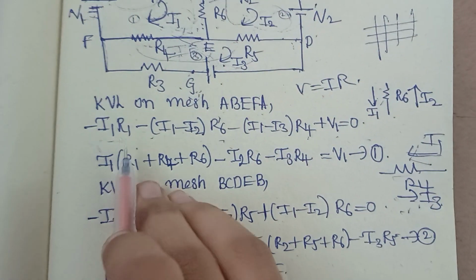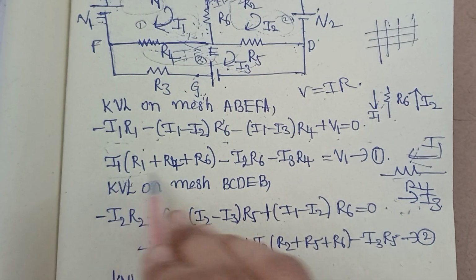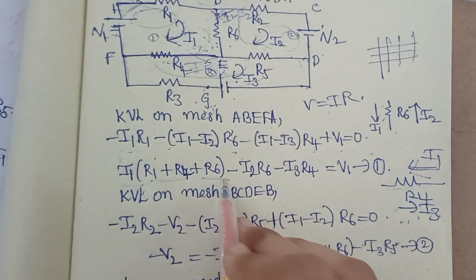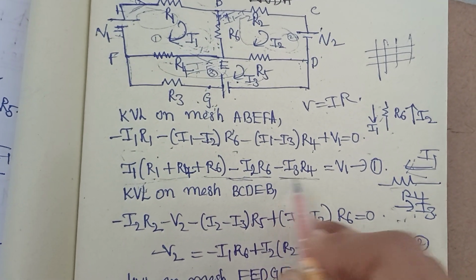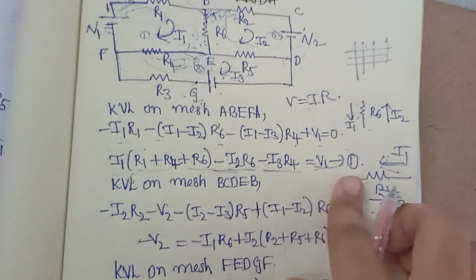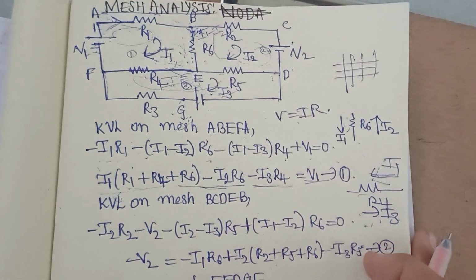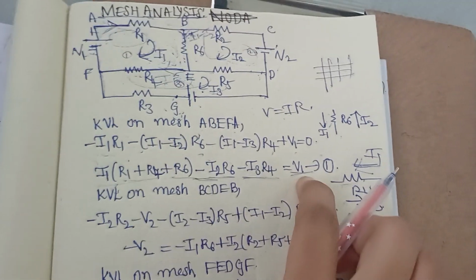And now by calculation, if you take I1 as common, then you will get (R1 plus R4 plus R6) minus I2 into R6 minus I3 into R4, which is equal to V1. You can solve this on your own, right? And this will be your equation 1.